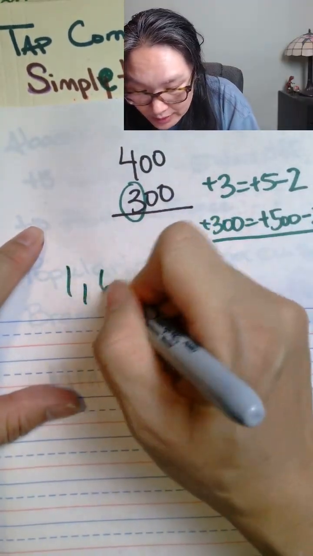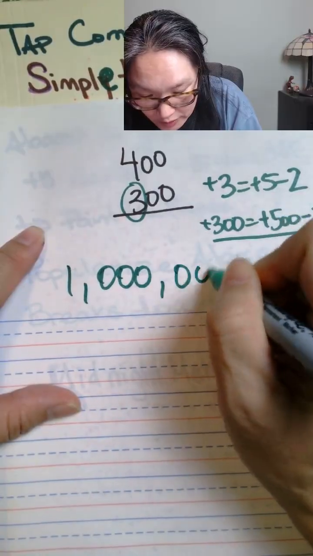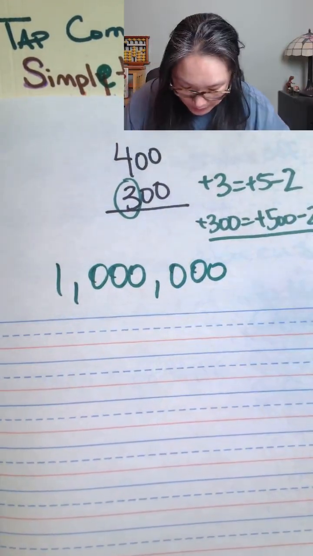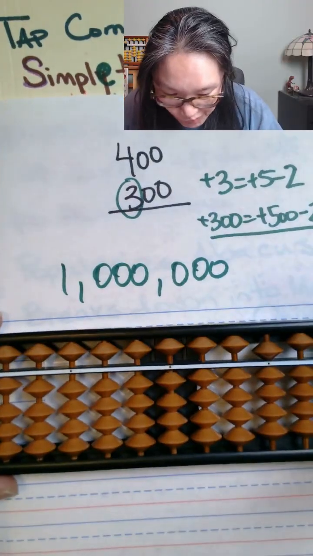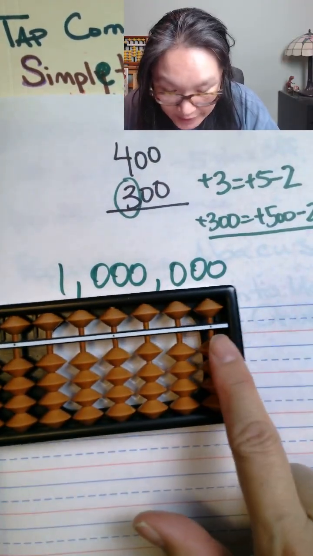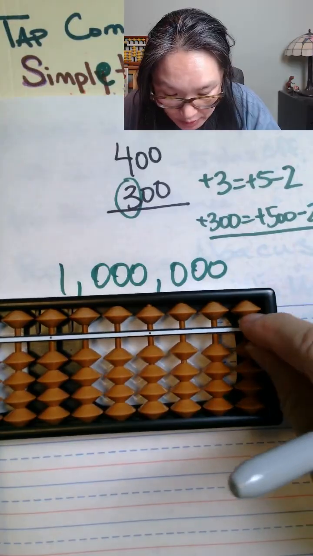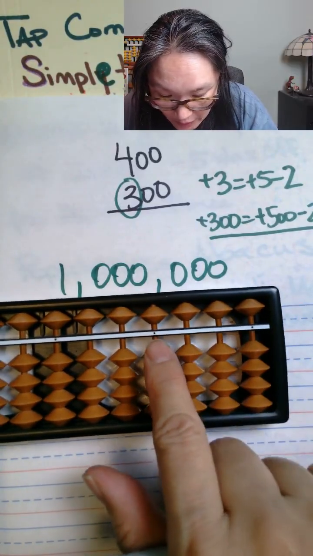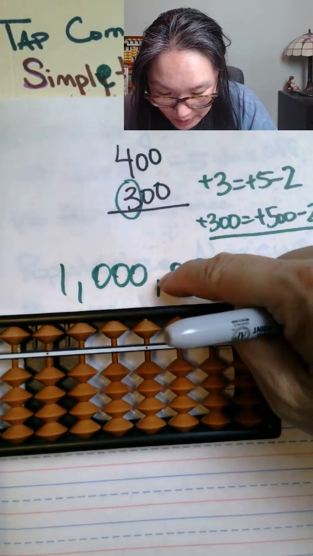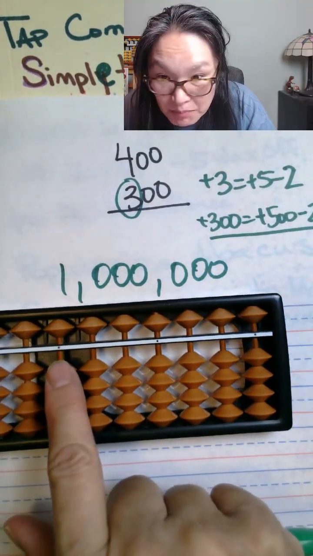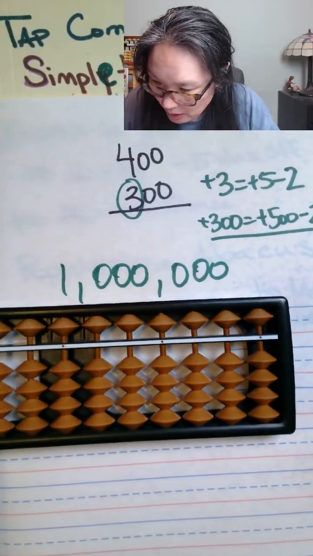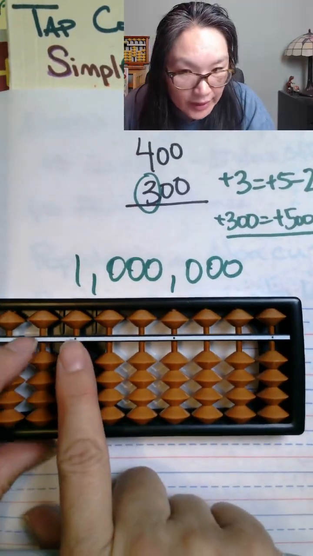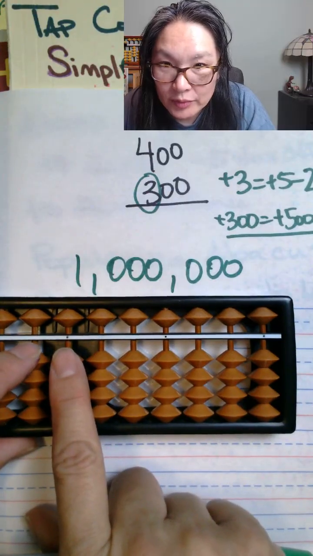So 1 million, we have 0, 0, 0. Okay, I gotta stop saying right. So if I have this as my ones, it'll be 0, 0, 0, 1,000. That's where the comma comes in. And then 0, 0, 1 million. $1 million. I don't know if you know Dr. Evil, but that's what he would say.